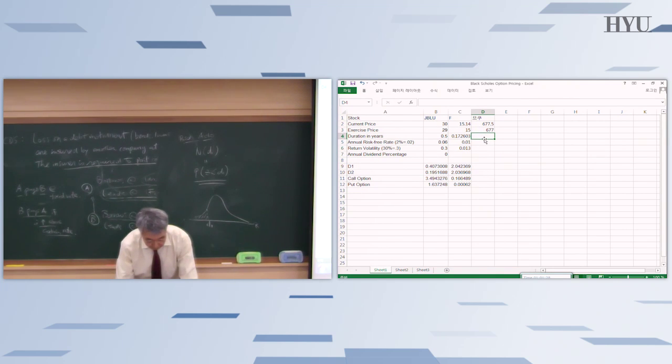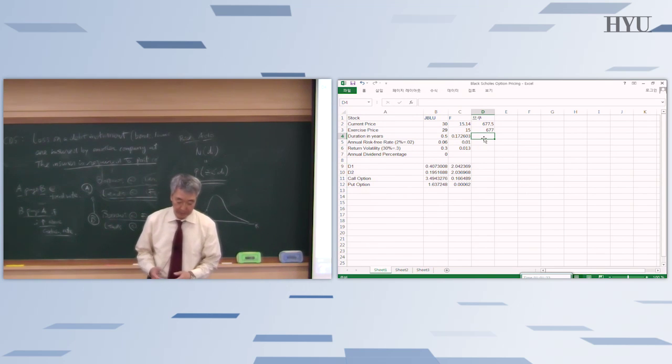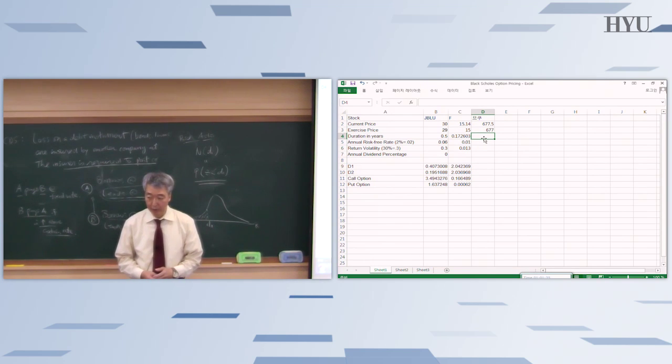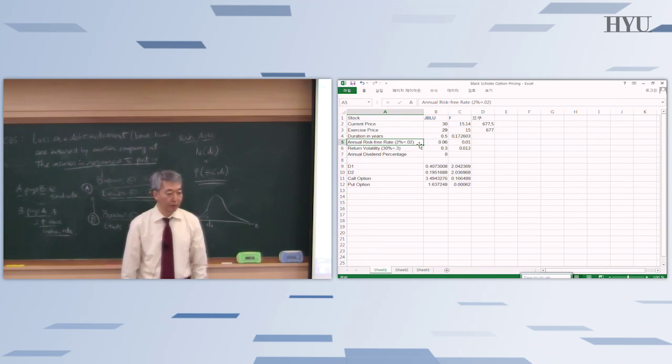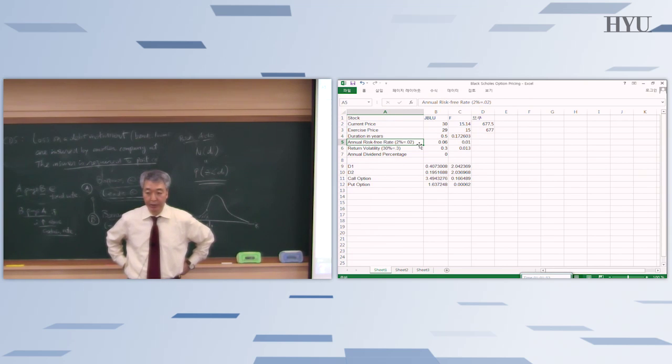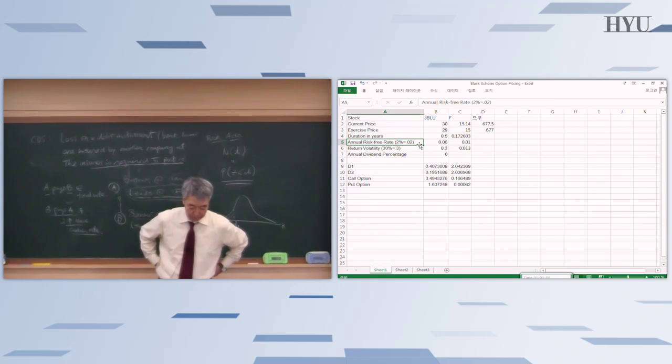And duration in years. How many days remaining until the expiration. Annual risk-free rate. You have to find this risk-free rate. You know how to find the risk-free rate, right? Since you will be dealing with American stocks, I think it makes sense to find the risk-free rate from the American Treasury bill rate.